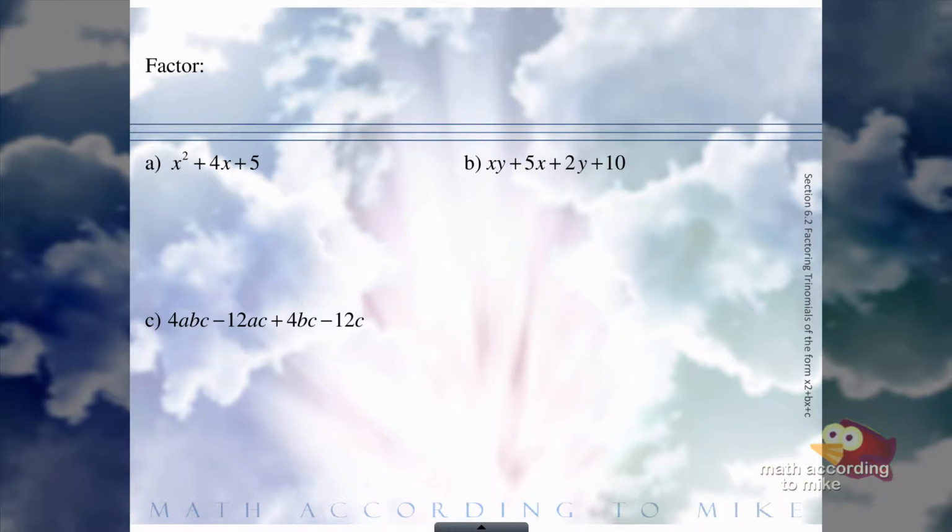And now let's do some more interesting problems. In part A, what are the factors of 5 that add up to 4? Well, 5 is prime, but notice 1 plus 5 is 6, and negative 1 minus 5 is negative 6, so we don't get 4. Because of that, we would say that this is prime.